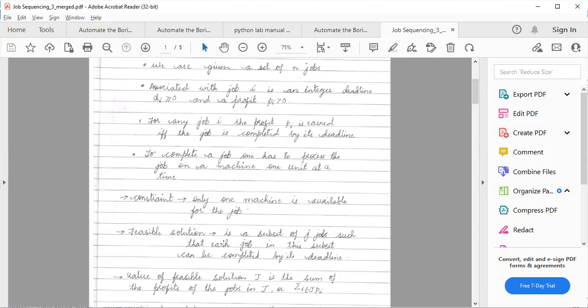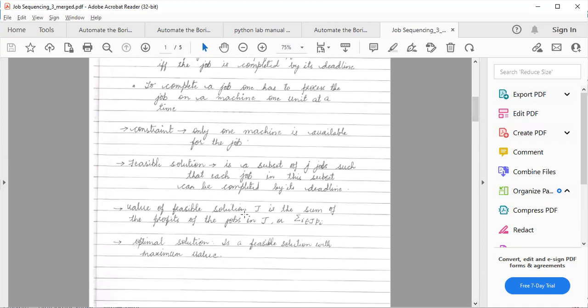Now, a feasible solution, as I told you, is a subset J of jobs such that each job in the subset can be completed by its deadline. This is what is called feasible. I told you about two persons, person A and person B. If 1 day was the deadline given to them, and person A completes the job in half a day, and another person also completes the job within that 1 day, both are considered feasible solutions. But the optimal solution will be the job accomplished by person A, because he did the job in a small amount of time and accomplished the task completely. So we call him more efficient, and here we call the solution optimal.